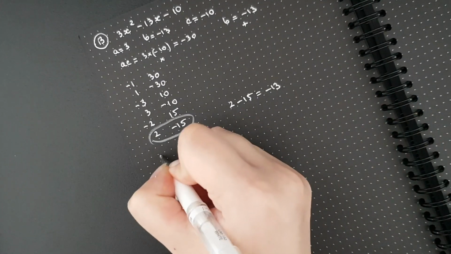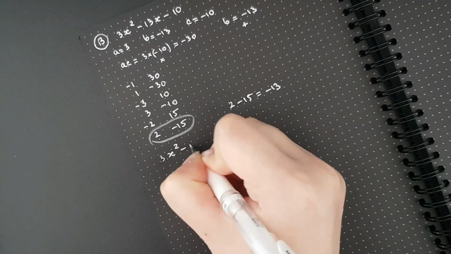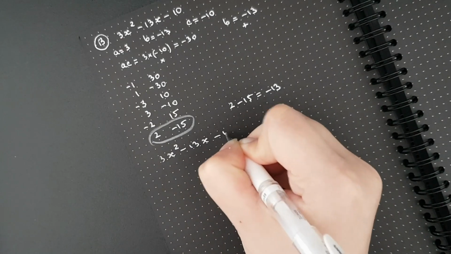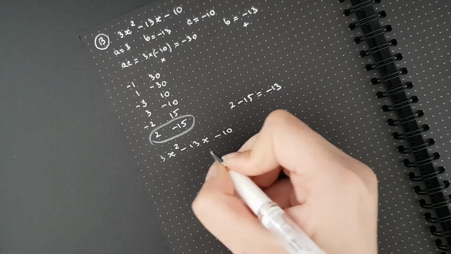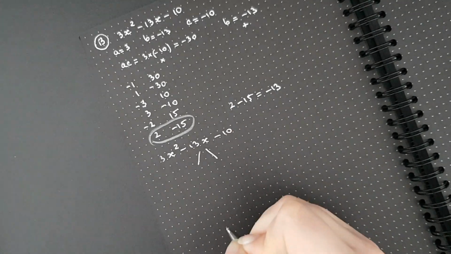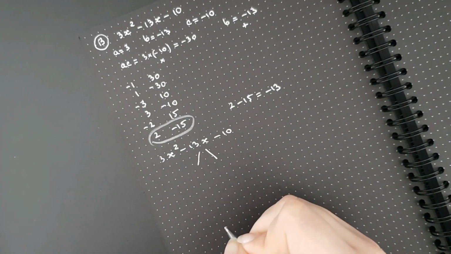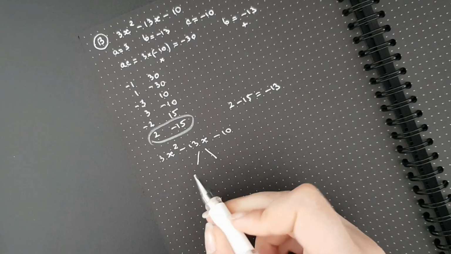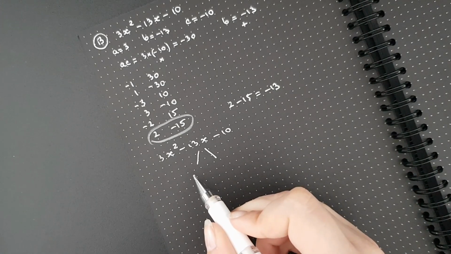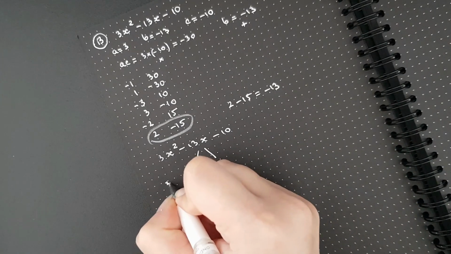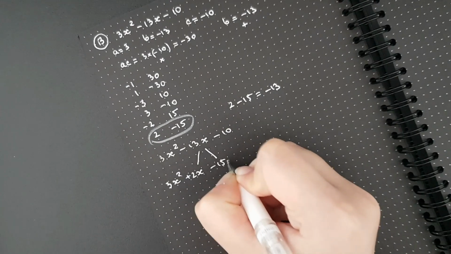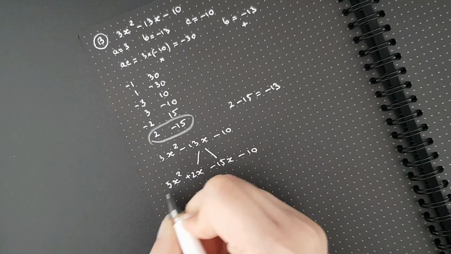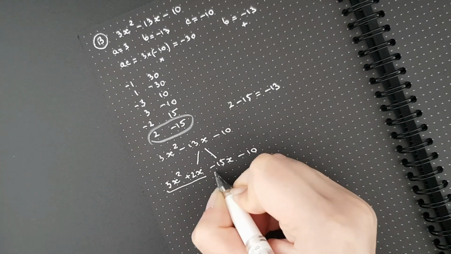So 3x squared minus 13x minus 10. So this 2 and 15 are going to help me look at the negative 13 there and split it. I can split it into 2x and a negative 15x. I'm looking at the first two and the last two.